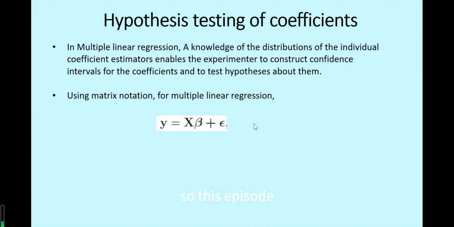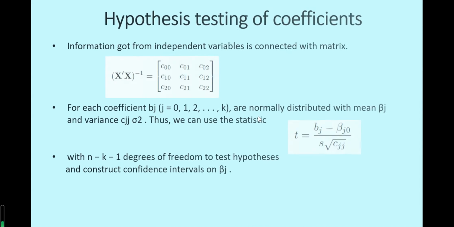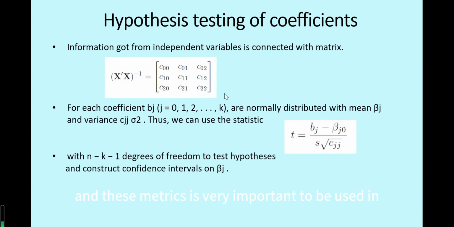For this epsilon, we hypothesize that it is normally distributed with variance sigma square. And this matrix is very important to be used in coefficient estimation. Actually, it's the inverse of the transpose of the independent variables matrix times the matrix itself. So this comes from the information of all the independent variables.